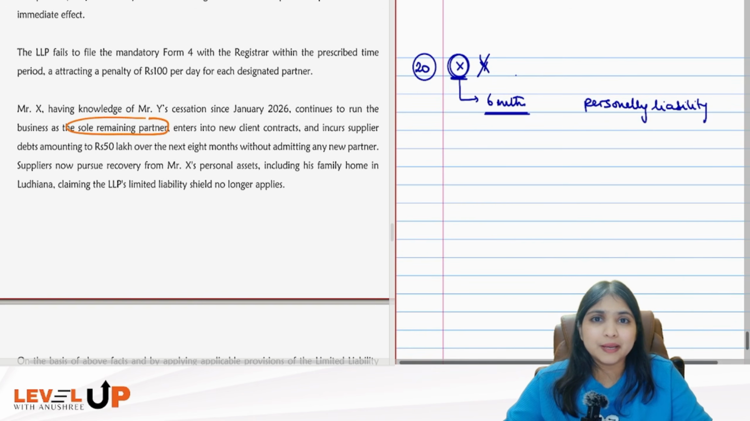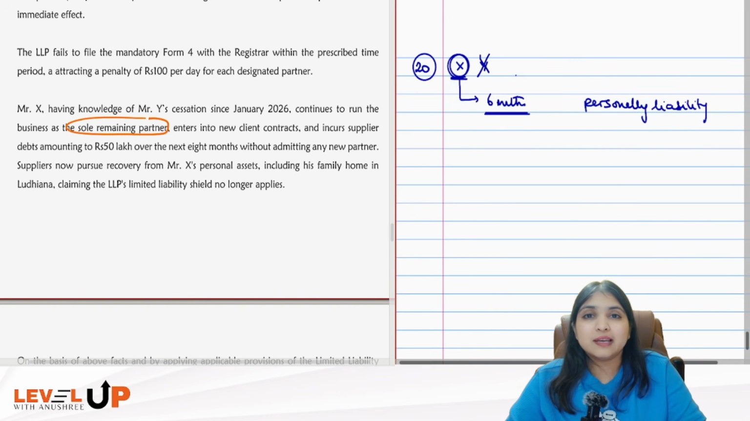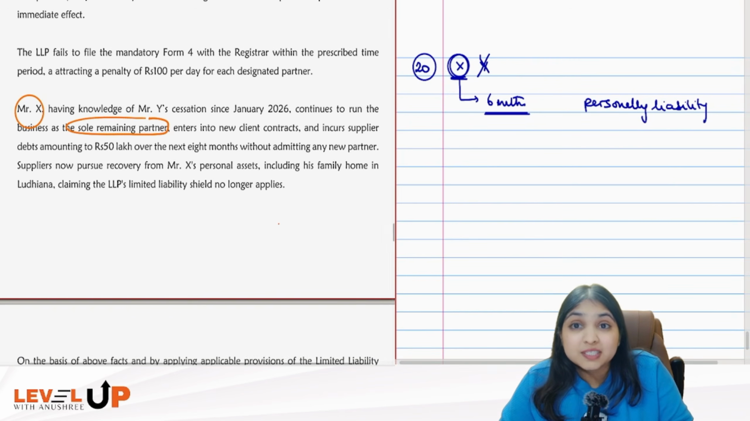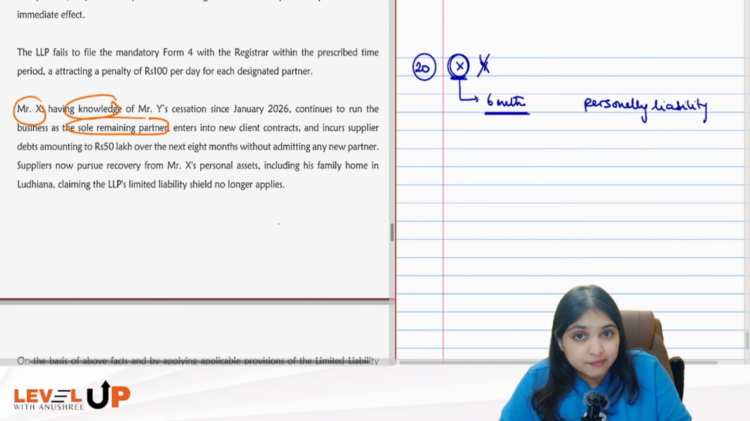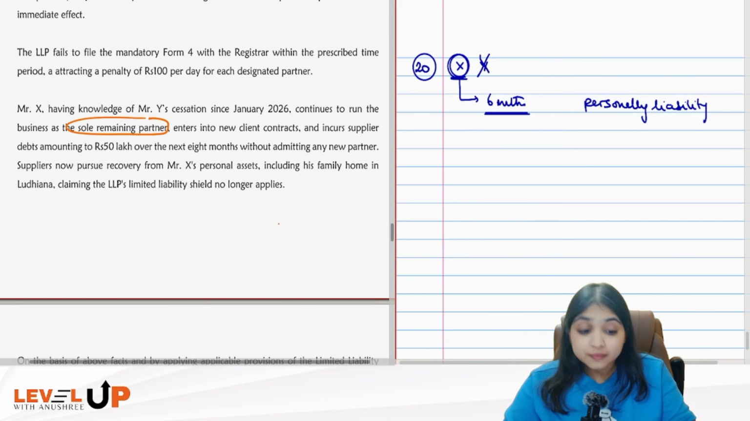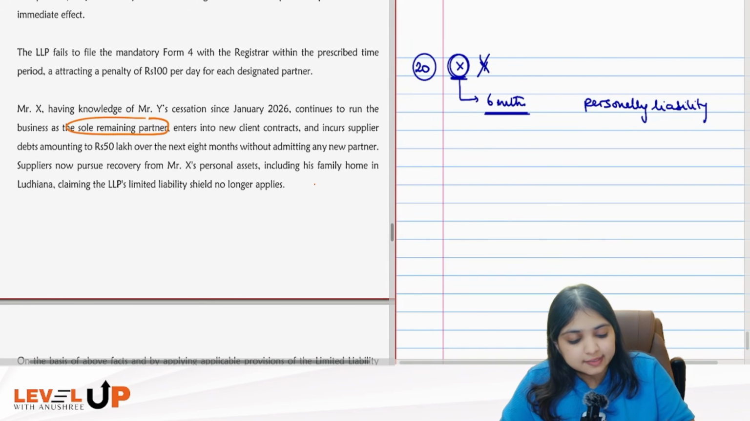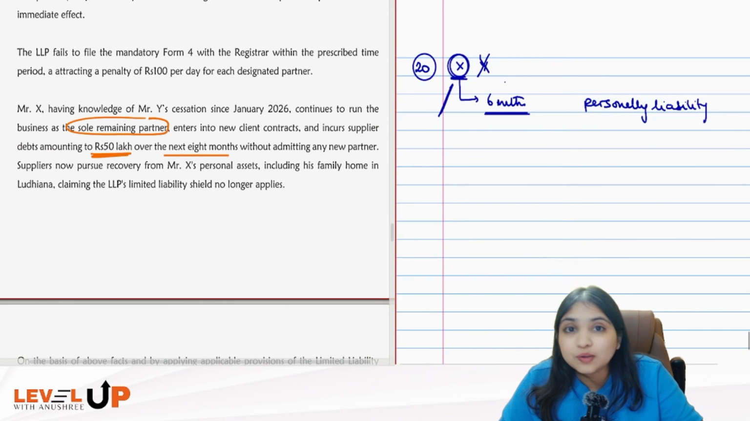But this consequence will apply only if Mr. X is aware of the fact that for more than 6 months, the LLP has continued with just him as a partner. Mr. X has to be aware of this fact. That is what they're saying over here. Mr. X has knowledge. He is aware of the fact. He has knowledge that Y ceased to be a partner since Jan 26. He continues to run the business as the sole remaining partner. He enters into new client contracts and incurs supplier debts amounting to 50 lakhs over the next 8 months.